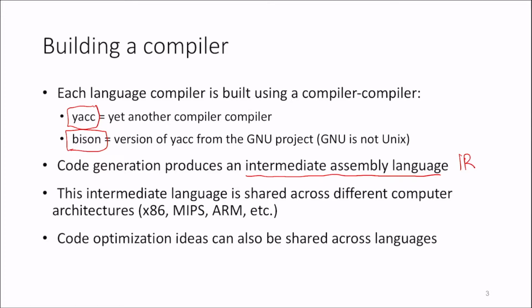The other advantage of IR is that code optimization ideas, so how to make code faster, can be shared among all of these different architectures. We can take these high-level ideas of code optimization, apply them to the IR, or intermediate representation, and now all of these different architectures can benefit from these optimizations.